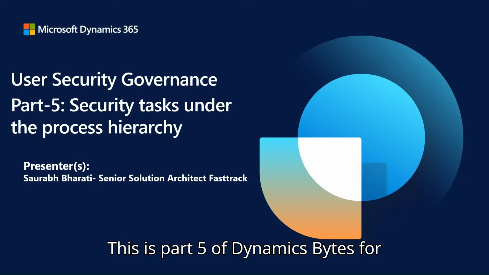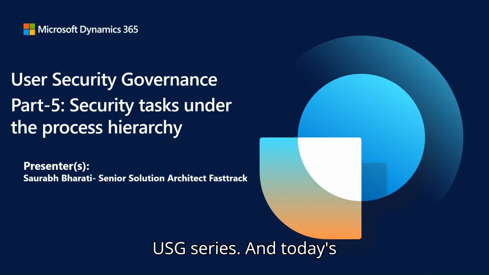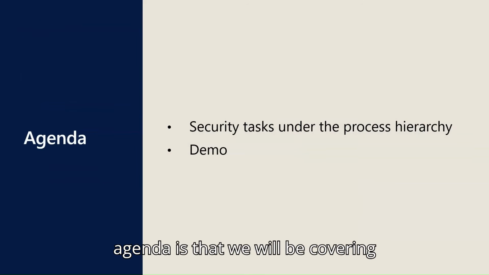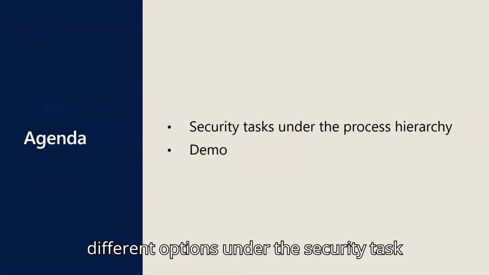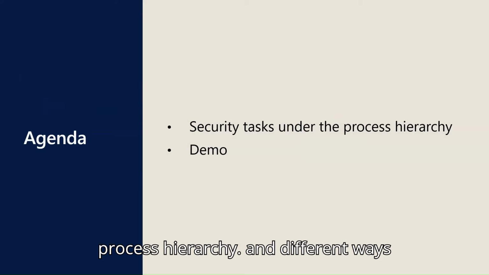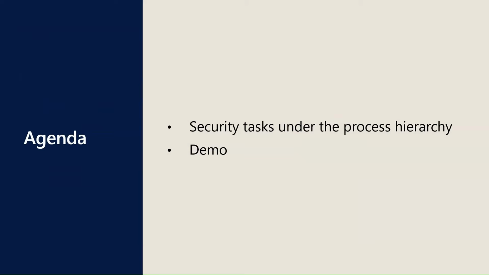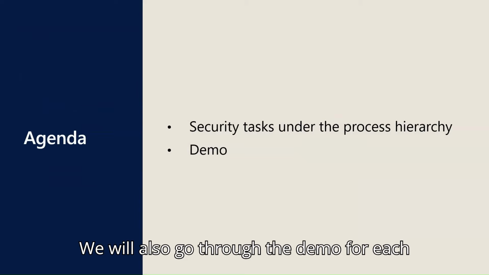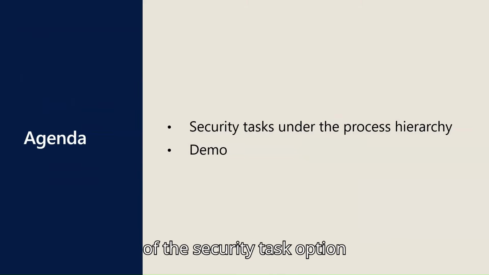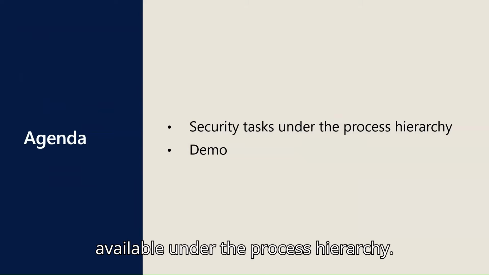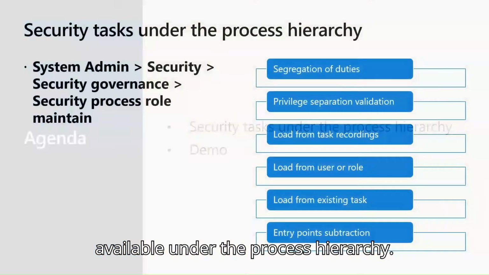This is part 5 of the Dynamics Bytes for USG series, and today's topic is security tasks under the process hierarchy. Today's agenda is that we will be covering different options under the security task process hierarchy and different ways to utilize those different options. We will also go through the demo for each of the security task options available under the process hierarchy.